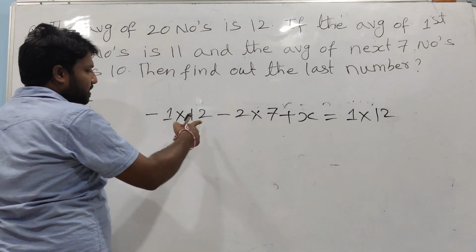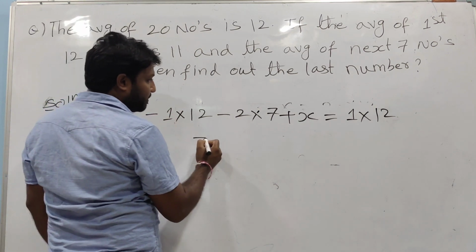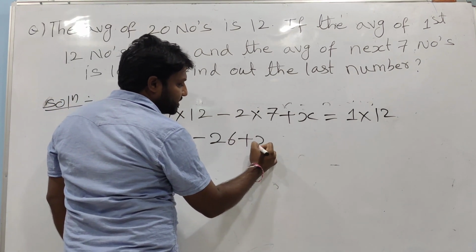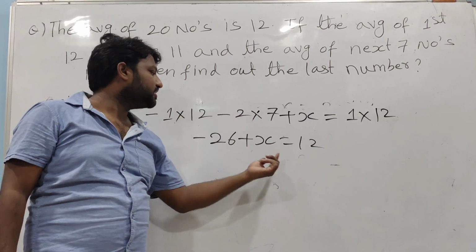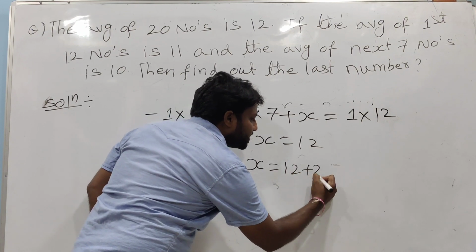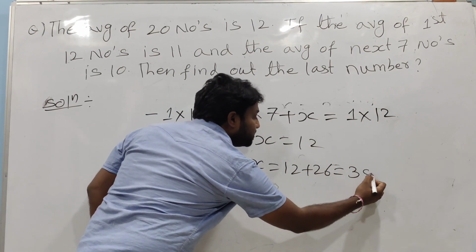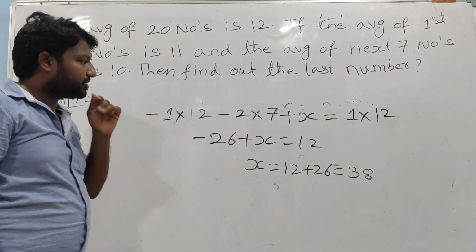So this value is minus 12 minus 14, which is minus 26, plus x is equal to 12. The next value is 12 plus 26, which is 38. So what is the last number? The last number's value is 38. Okay, I hope you understood this.